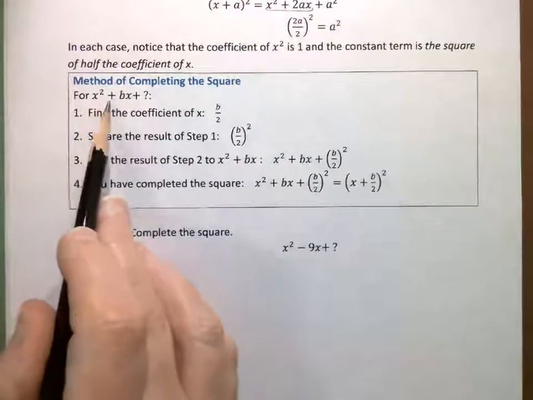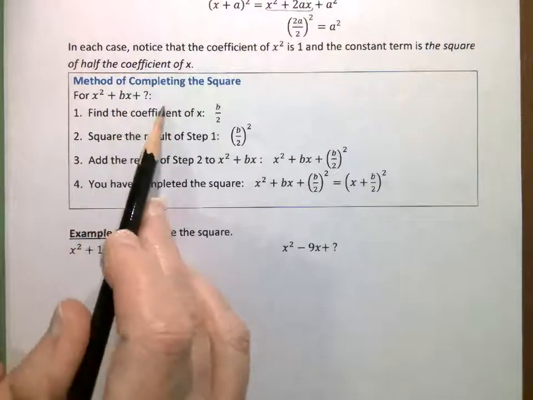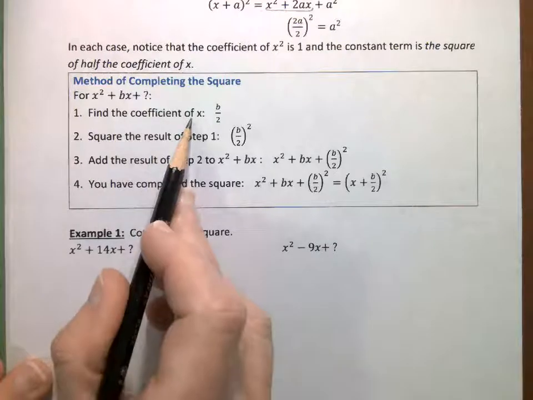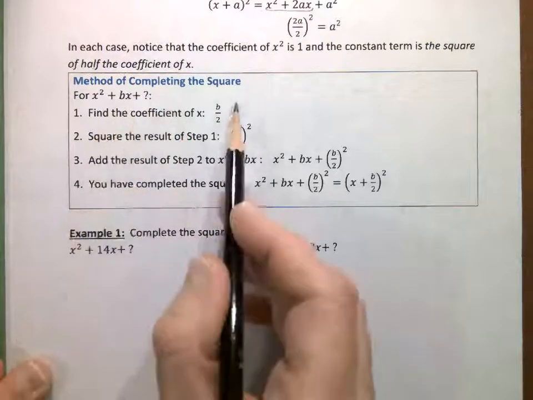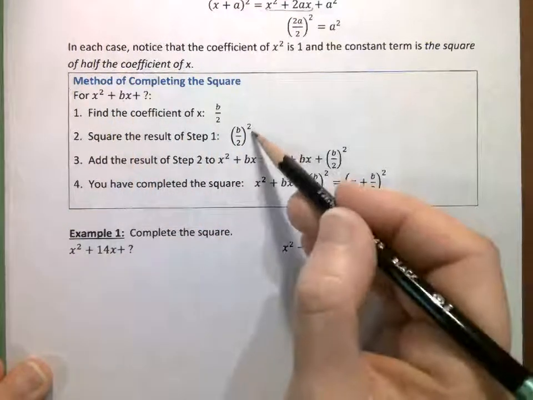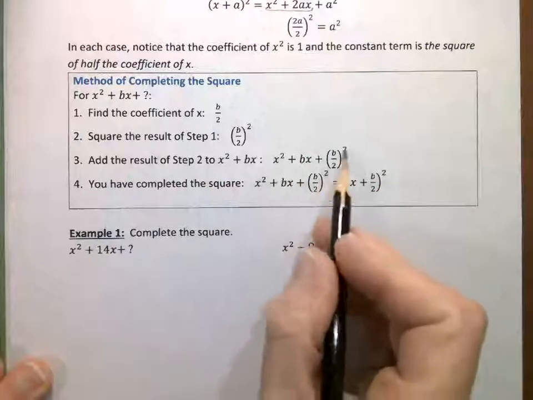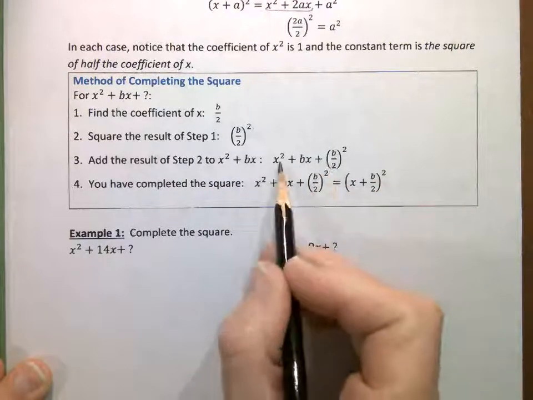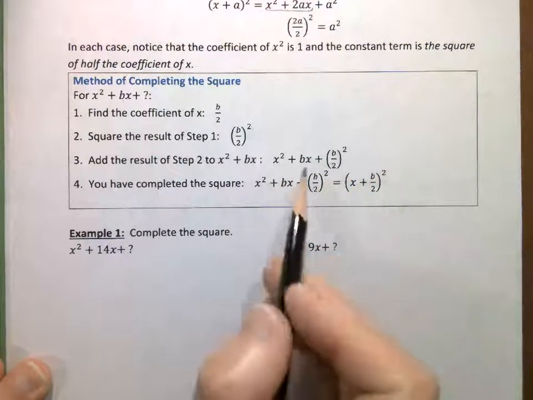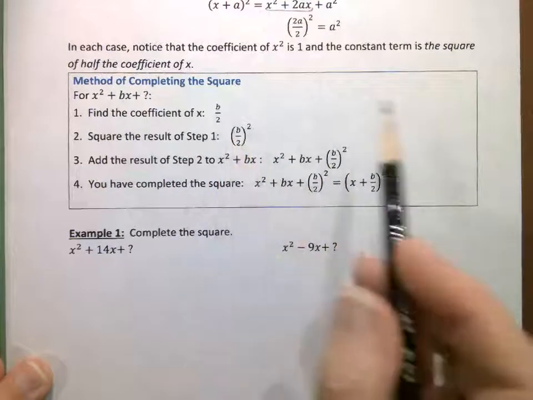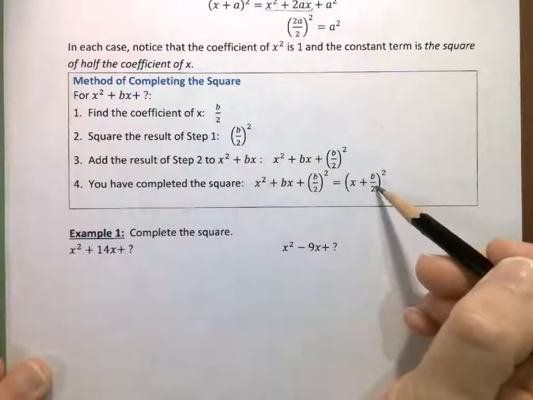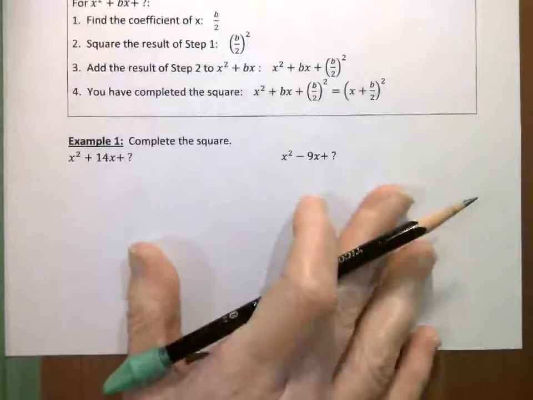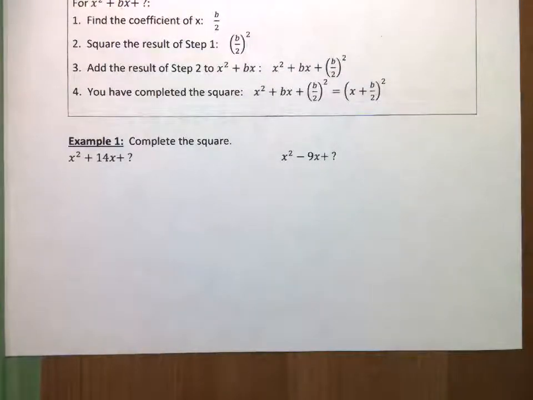Okay, so here are some basic steps to follow. When you're given x squared plus bx plus whatever, you're going to find the coefficient of x. In this case, it's b. You're going to divide it by 2, and you're going to square it. That's what you're going to add to the end. That'll be your constant. And what you have before you squared it is what goes in the parentheses. So let's do an example so that hopefully this makes a little more sense.